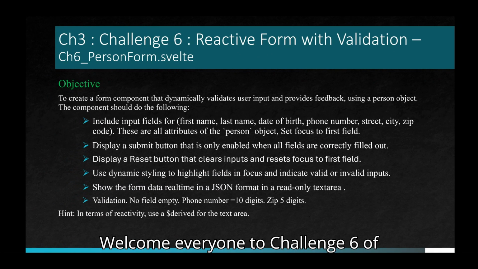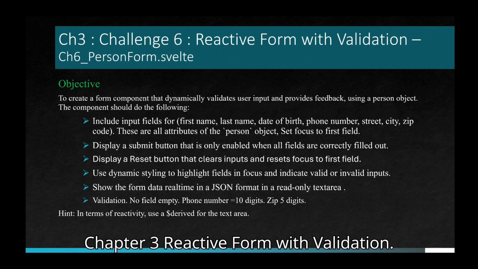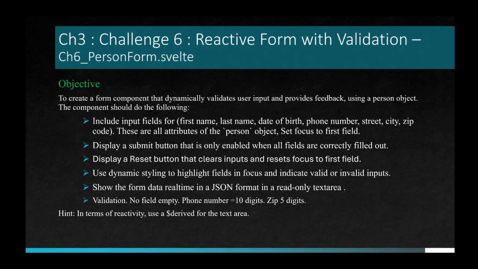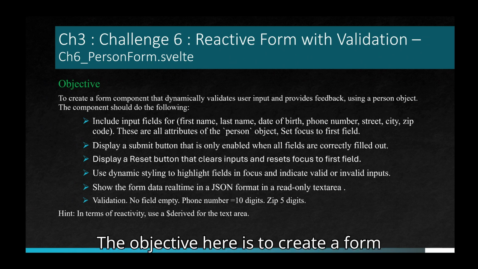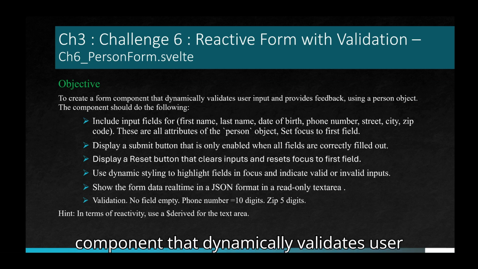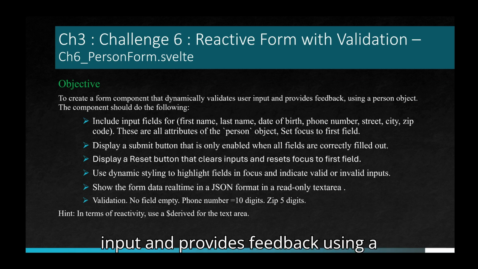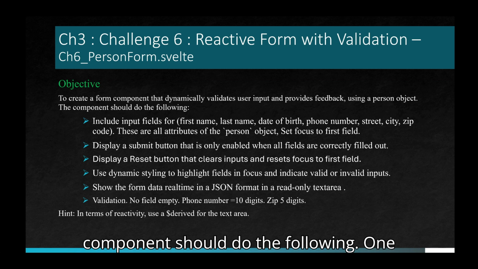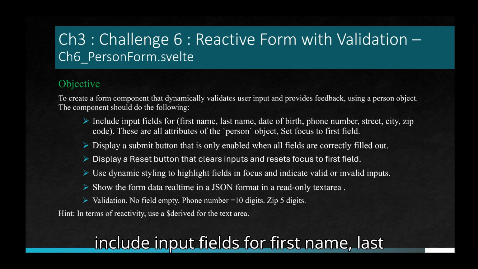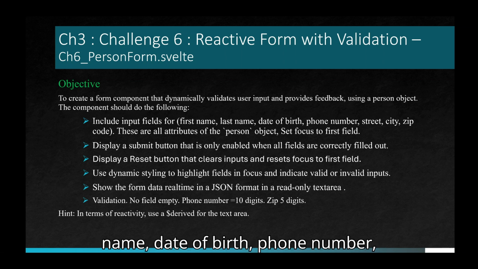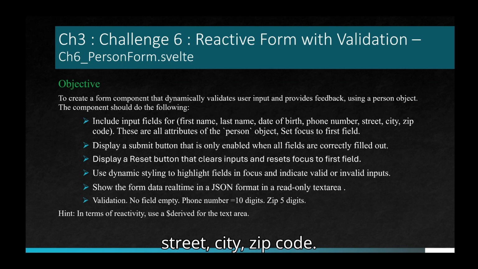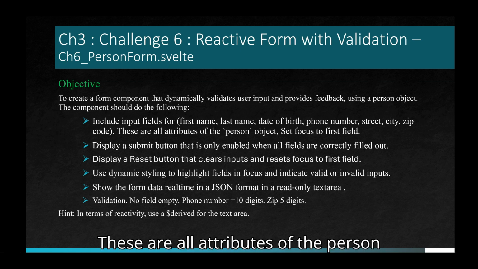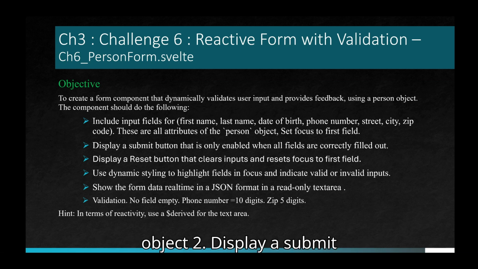Welcome everyone to Challenge 6 of Chapter 3, Reactive Form with Validation. The objective here is to create a form component that dynamically validates user input and provides feedback using a person object. The component should do the following. 1. Include input fields for first name, last name, date of birth, phone number, street, city, zip code. These are all attributes of the person object.